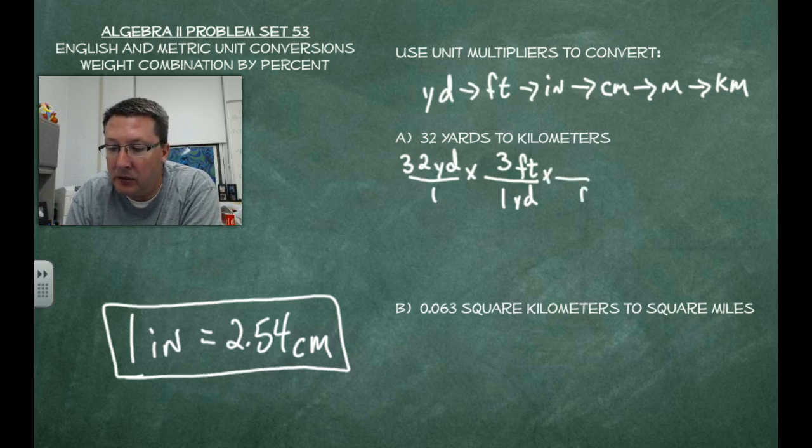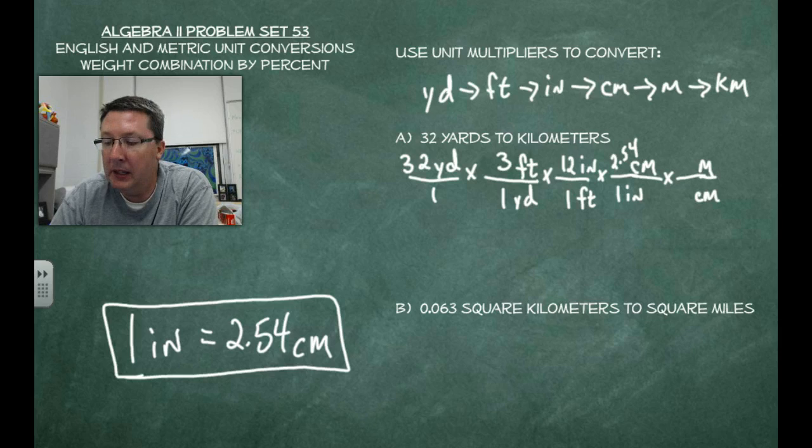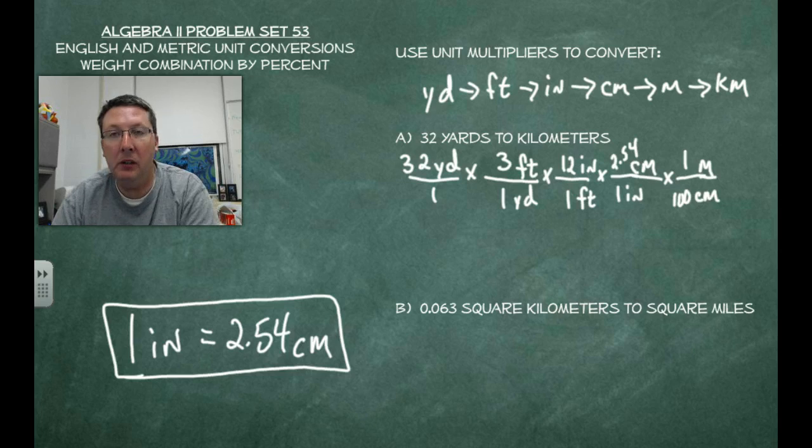Next, feet need to cancel, so they go on the bottom, and I'm turning them into inches. Again, the relationship between inches and feet that you should know is 12 inches equals 1 foot. Now we can cross over to the metric system. I want inches to cancel and turn into centimeters. Well, we just mentioned at the very beginning, 1 inch equals 2.54 centimeters. And now we need to go to meters. So centimeters need to cancel, and meters. Hopefully you remember the metric system. Centimeters are pretty small. It takes 100 centimeters to equal 1 meter.